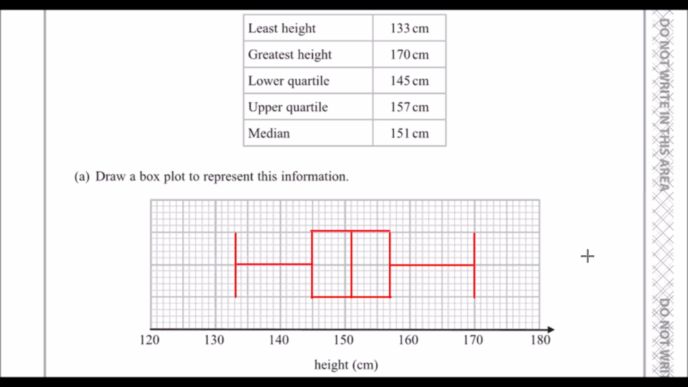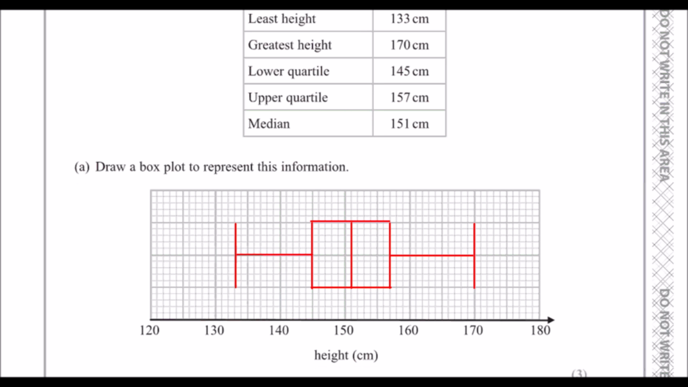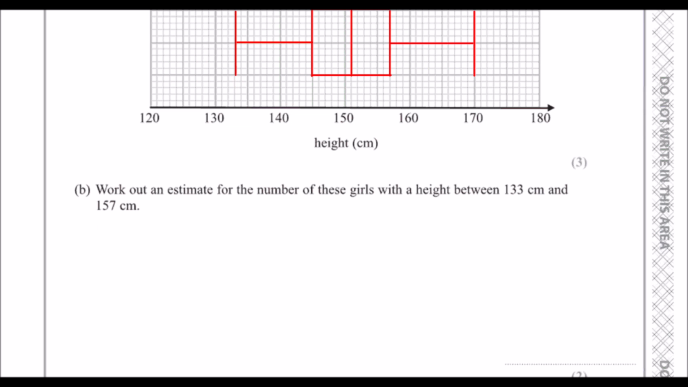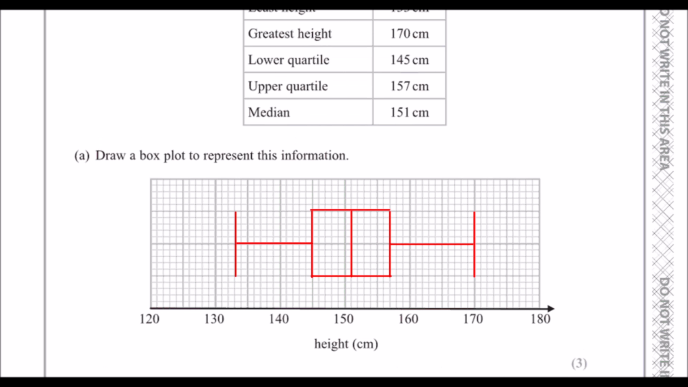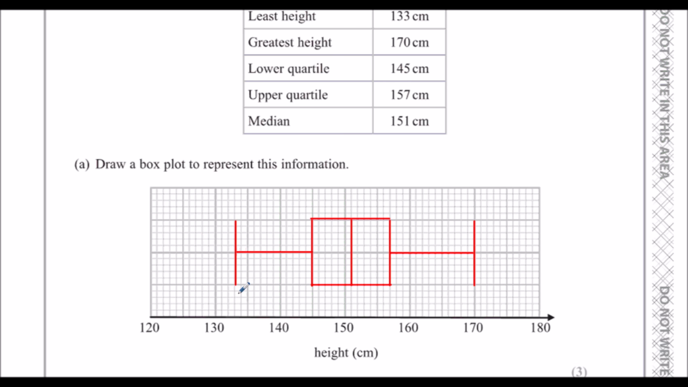And there's our box plot. Part B. Work out an estimate for the number of these girls with a height between 133 and 157. So 133, that was our lowest point. 157, that's our upper quartile.